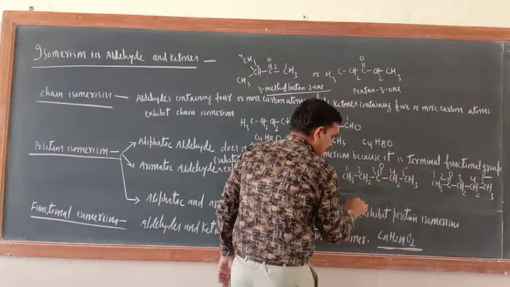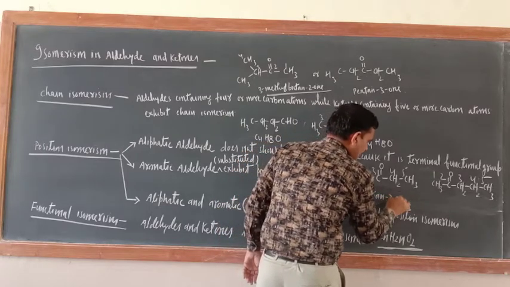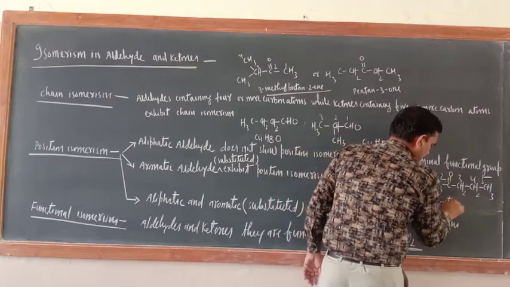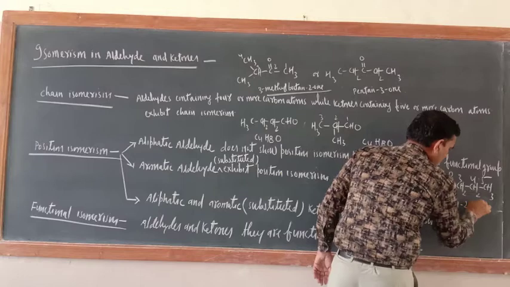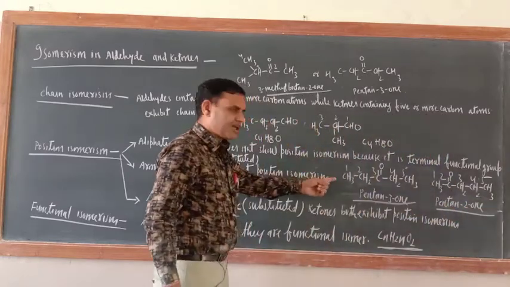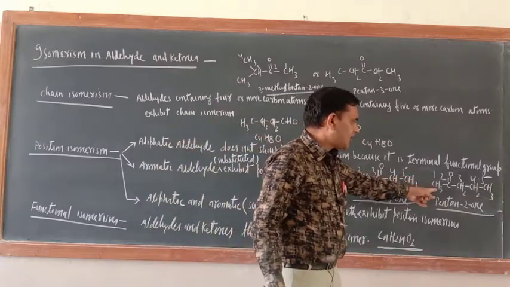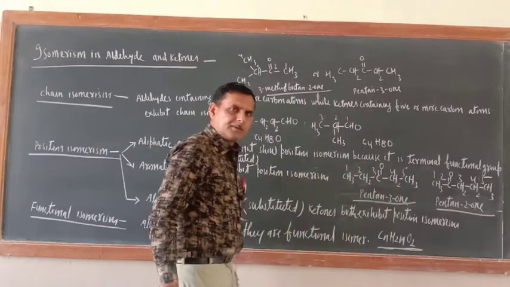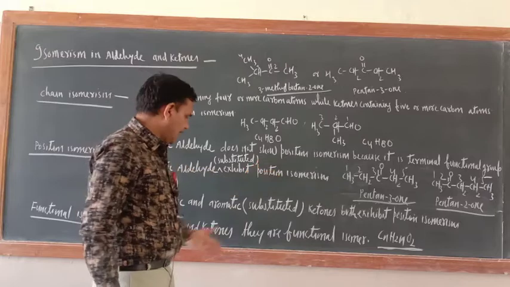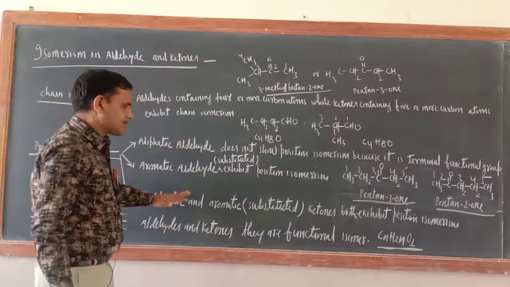So what is the name of this one? This is pentan-3-one. What is the name of this one? Pentan-2-one, correct? The position of the functional group is changed or not? Here at the 3 position the ketonic group is there, here at the 2 position. So the position of the functional group is different, the molecular formula is the same. That is why this is an example of position isomerism as far as aliphatic ketone is concerned.